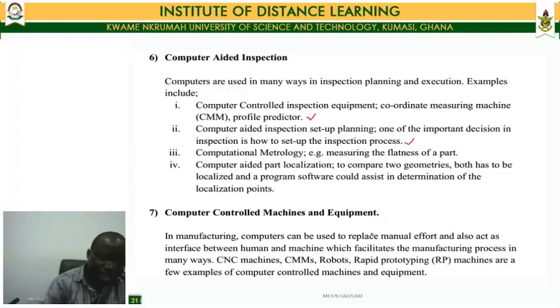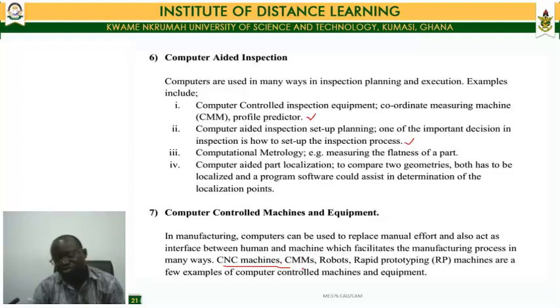And then seven, you have computer controlled machines and equipment. Now in manufacturing, you have computers being used to replace the manual effort, and also acting as an interface between the human being and the machine, which really facilitates the manufacturing process. So you have CNC machines being computer controlled machines, you have coordinate measuring machines, you have robots, you have rapid prototyping machines, and these are just a few examples of computer controlled machines.